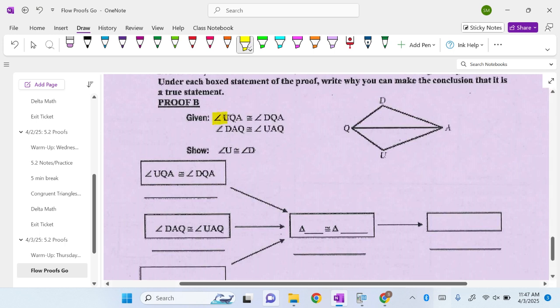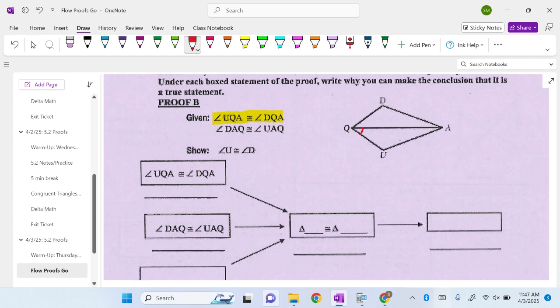So they tell us that angle UQA is congruent to angle DQA. So angle UQA, so right here, is congruent to angle DQA, so right here. So these two little angles are congruent. They also say that angle DAQ is congruent to angle UAQ. So DAQ, so right here, is congruent to UAQ. So UAQ is right here.